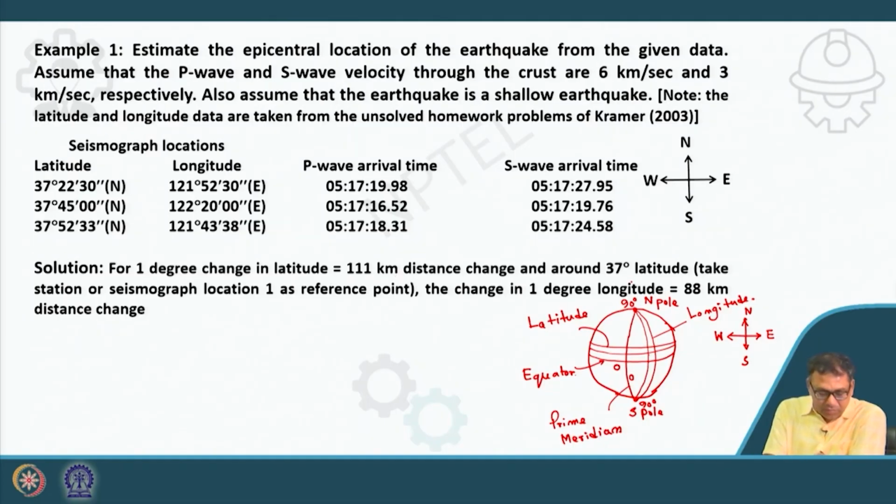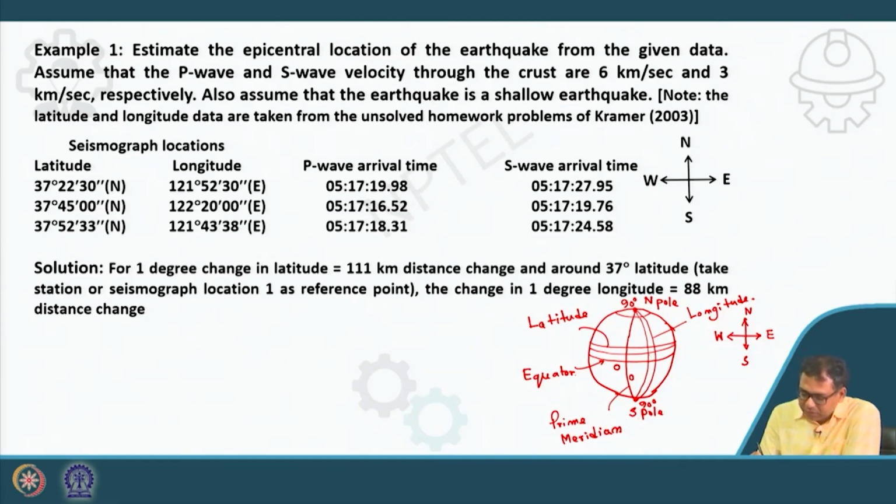But your change of 1 degree of longitude is not the same for all latitudes. It varies. Why does it vary? Suppose this is the latitude where your station is placed. Now here, if you change 1 degree, the distance that you cover will be the same along any longitude.